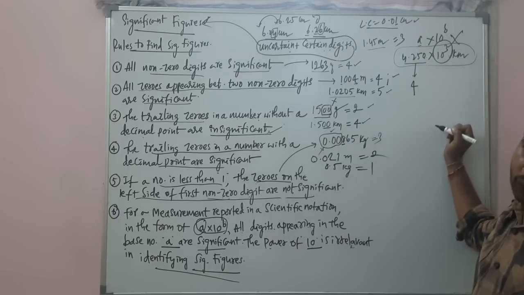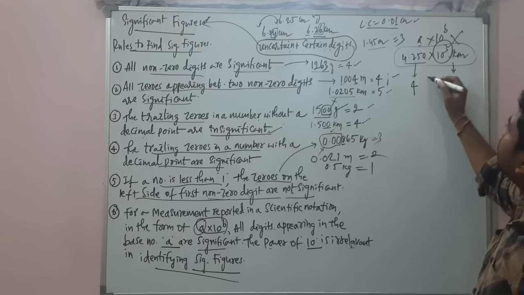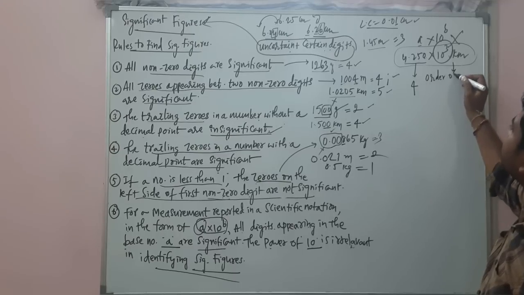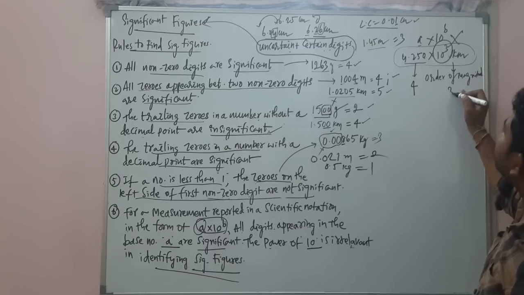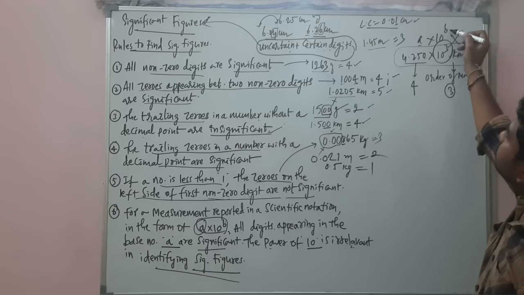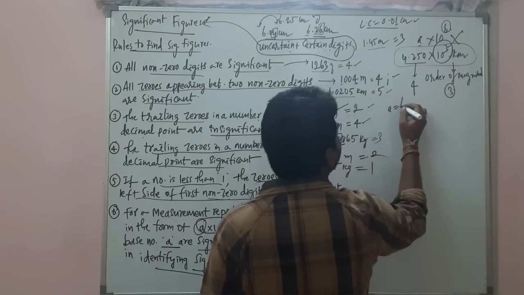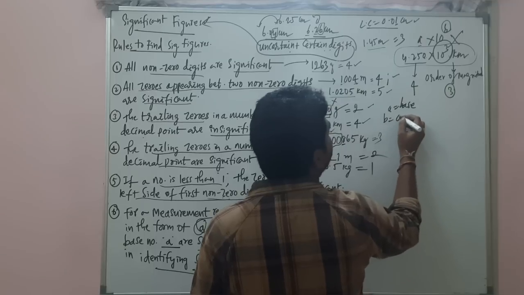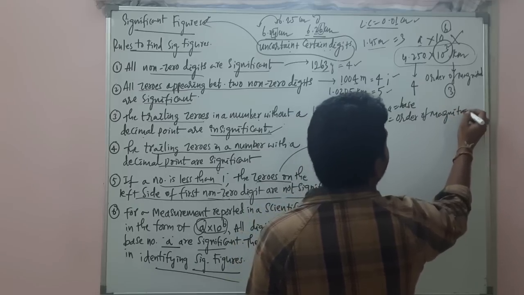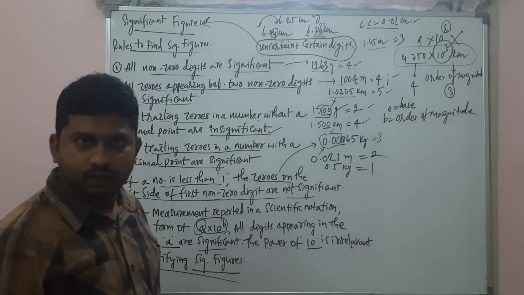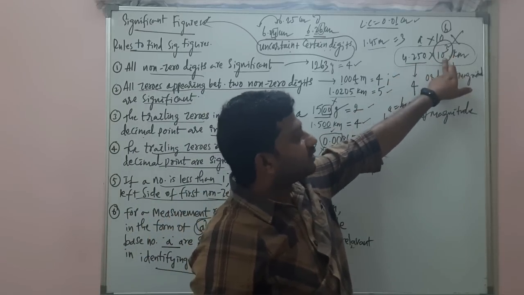But sometimes the question will be asked by giving the scientific notation. So what is the order of magnitude in this scientific notation? The order of magnitude here is 3, so 10 raised to 3. This B is called the order of magnitude. A is called the base, and B is called the order of magnitude. Alright, my dear students? Clear? So the significant figures are counted from the base, and you should not consider the power.